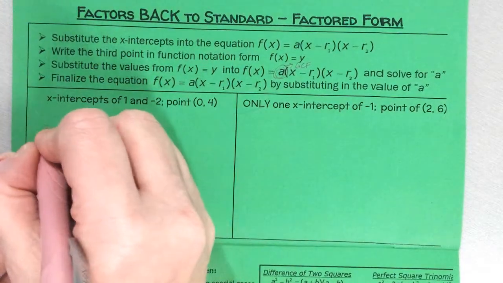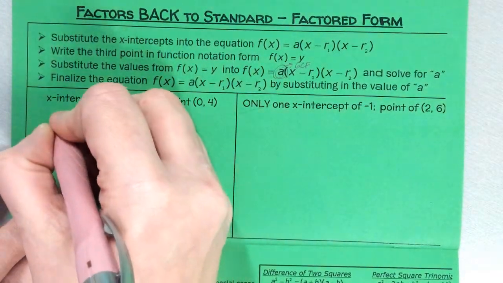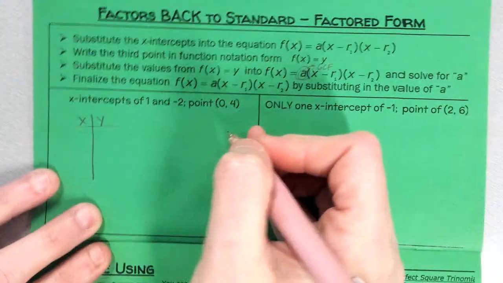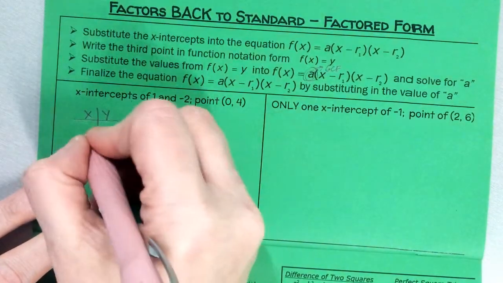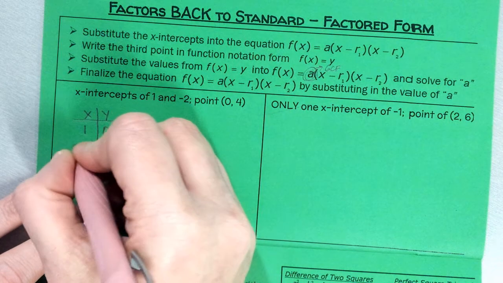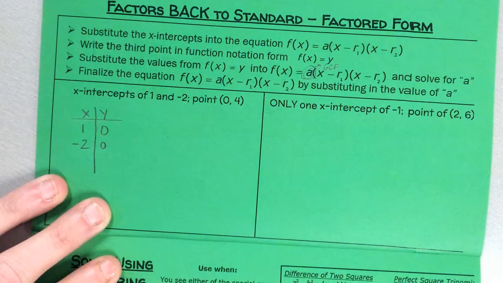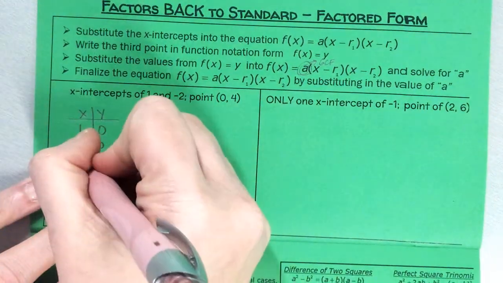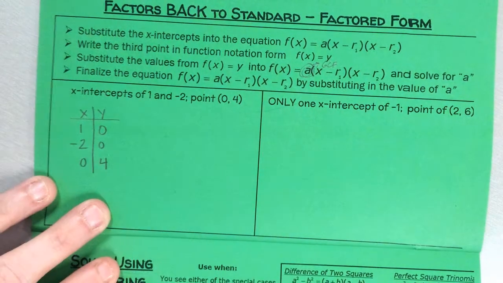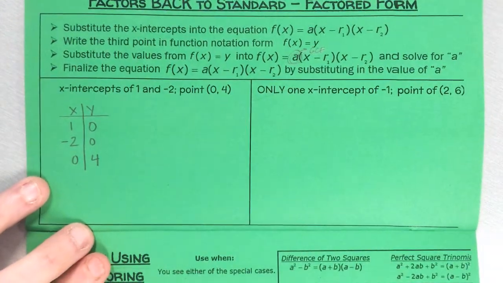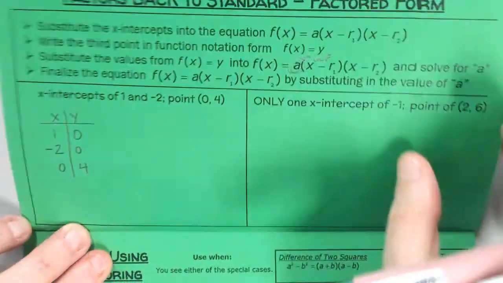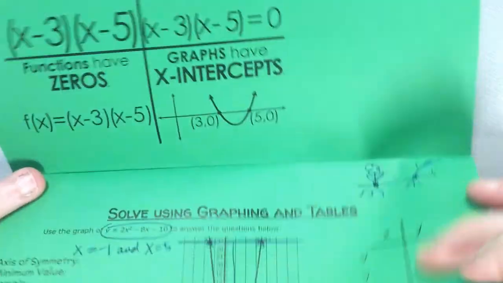So I have x-intercepts. X-intercepts of 1 and negative 2. So that means I have a point at 1, 0 and negative 2, 0. And I have a point at 0, 4. Well, how many points is that? That's 3 points. And with 3 points, I can use my calculator. Okay, so all I need is 3 points.